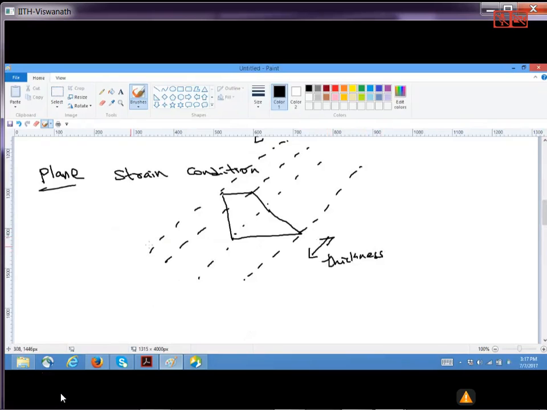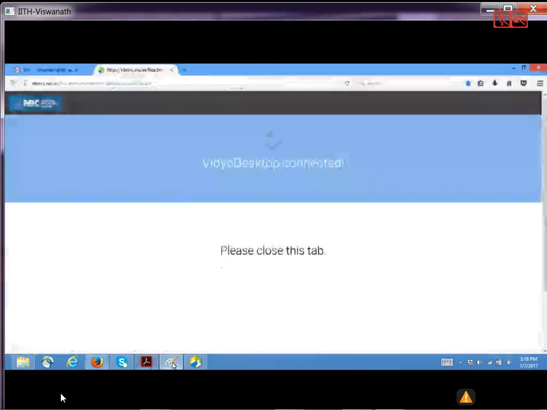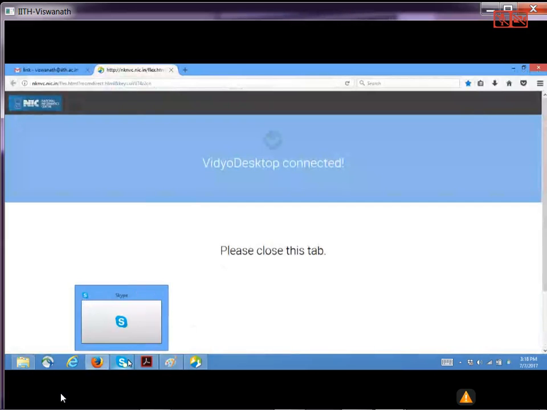Okay, so in this case, the top one, two, and three still remain the same assumptions we made above. But because of this, what we will get is epsilon zz is equal to 0, epsilon xz is equal to 0, epsilon yz equals 0. So this is what we'll be getting. At this point, I will stop and ask if you have any questions so that we can interact.